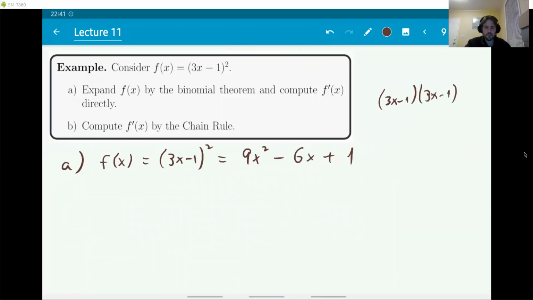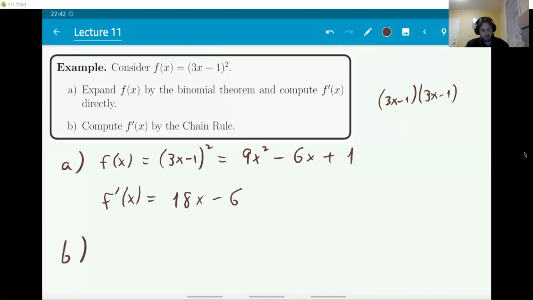So you see that if you expand out your f, it actually becomes a polynomial, and we know how to differentiate those. This is actually 18x minus 6. I hope you know this. What I'm doing is the 9 is unaffected by the derivative, and the derivative of x squared produces 2x. So that's how I got 18x. And this minus 6 comes from minus 6x, whereas the plus 1 is irrelevant for the derivative. So this is f prime.